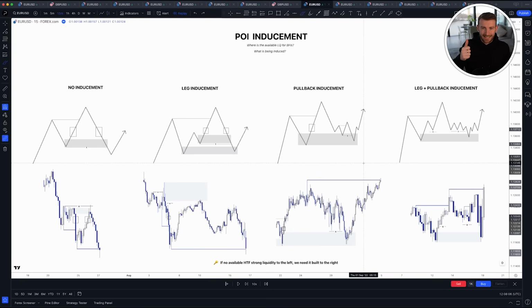Now, you need to systemize this. You need to know exactly what the mechanical definition is for where you can see inducement built, okay? You need to have mechanical rules for that. If you're going to use inducement on the leg to the left, how near to your POI does that need to be? You need to have mechanical solutions for that. When is it relevant? When is it not relevant? Or what time frames is it relevant for you? Can you use it on your lower time frame? What phases of the market, okay?